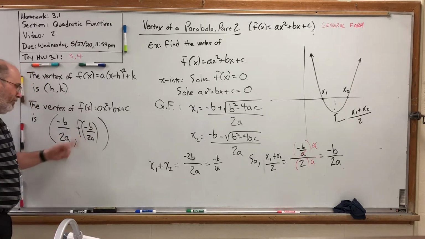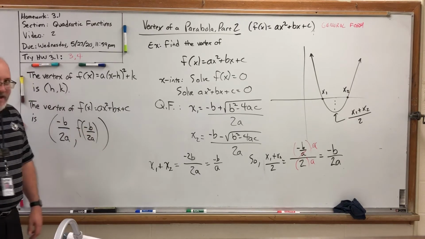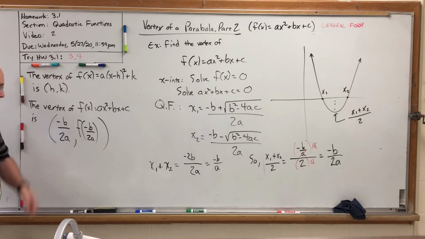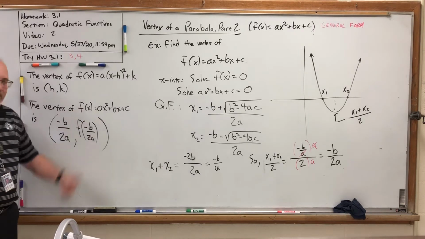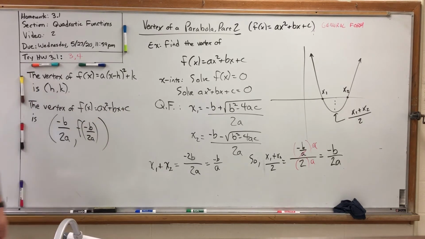Now this looks a little intimidating. What do you mean f of negative b over 2a? I mean take the answer you got here, stick it in the function, and spit out the y-coordinate. Now we will be doing some more of this in a moment.